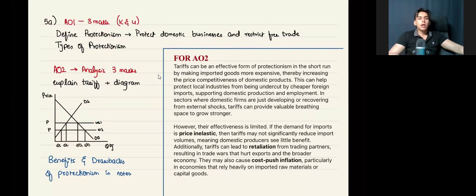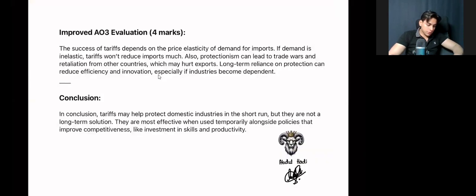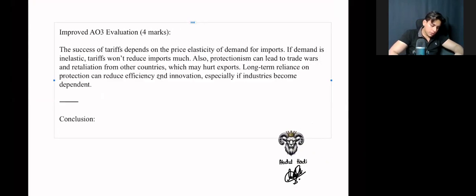The benefits are that people will shift to domestically manufactured goods and local businesses will boom and be supported. However, if the demand is elastic, people will stop consuming that good. If demand is inelastic, government can earn tax revenue. There could be a problem of retaliation. This could result in cost push inflation as well. So these are the points that you can use for your AO2. Conclusion: it's of 2 marks, not 4 marks.